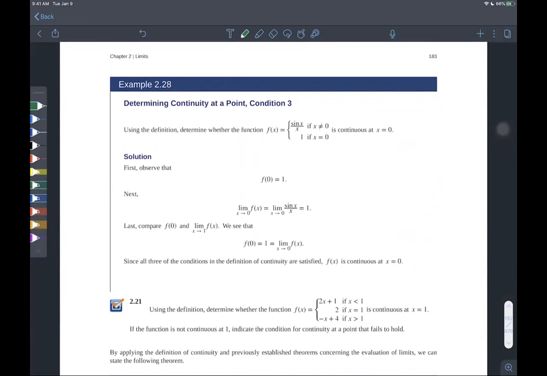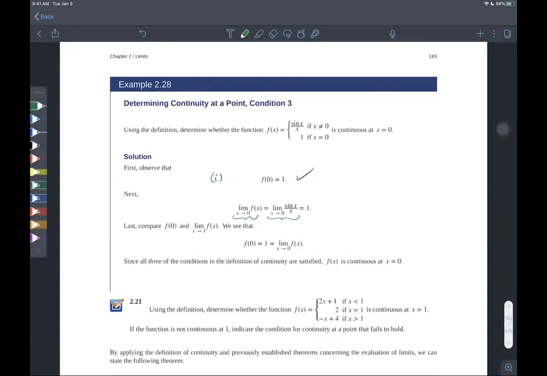So let's look at condition 1. Condition 1 is to check that f of x, the function, is defined for that specific value, x equals 0. According to the way this function is defined, at x equals 0, the function is defined to be 1. So the function is defined at x equals 0. Next, we should check the limit. The limit as x approaches 0 of f of x is the limit as x approaches 0 of sine x over x.